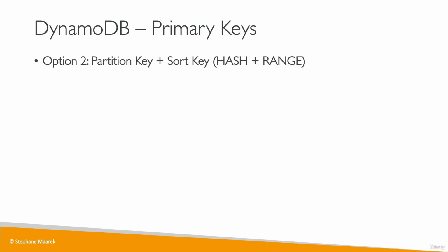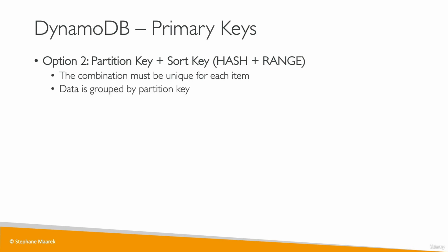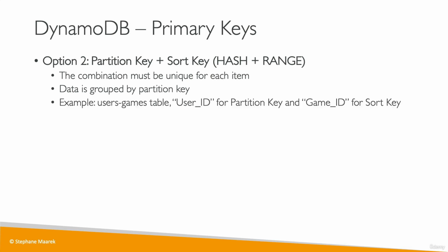But you can have a second option of partition key and sort key, also called hash plus range. Now the combination of these two items must be unique for each item. So the data is going to be grouped by partition key, and this is why it's very important to choose a good partition key. So if we consider a user's game table, then user ID for the partition key and game ID for the sort key.